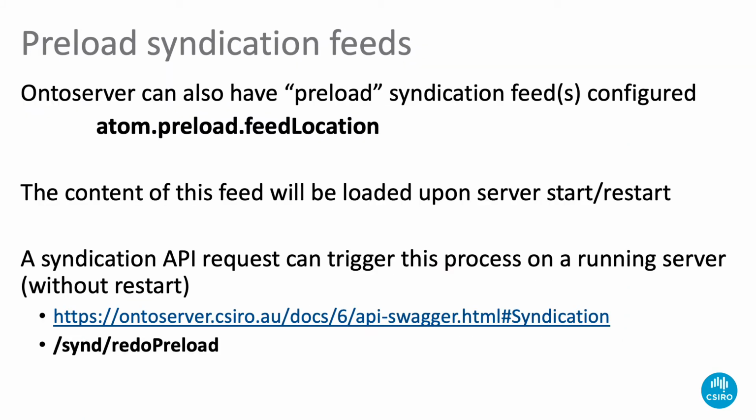OntoServer has another configuration item which is designed to import syndication feed content when a server is started or restarted. This is typically used in read-only OntoServer instances designed for using and querying release terminology content, as opposed to a read-write OntoServer instance, which is aimed primarily at content authoring. Multiple preload URLs can be specified, and when the preload process is triggered, OntoServer will import the union of the entries in the configured feeds. If the instance already contains items in the feed, they will be skipped.